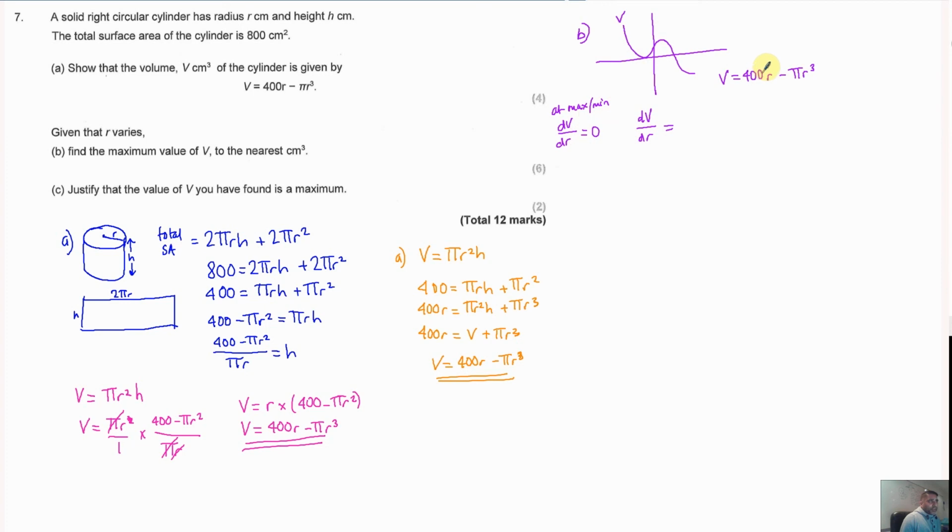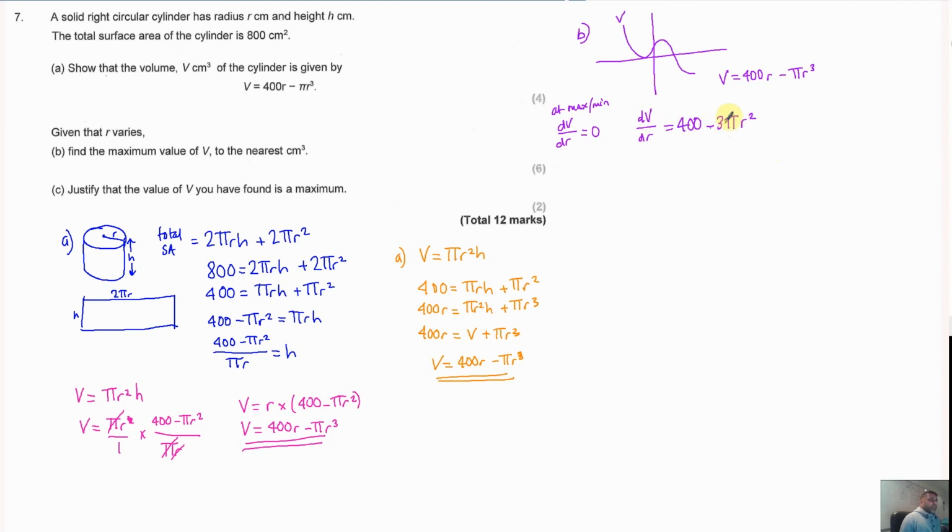So going back to this, working out the gradient, in this case that's got a power of 1, so 1 times 400, and then it becomes r to the power of 0, which is just 1, so it cancels out. And then this bit, this is another place where quite a few people made mistakes. If I multiply the power by the coefficient, in this case it will be minus 3 pi r, and then the power goes down, so it will be minus 3 pi r squared.